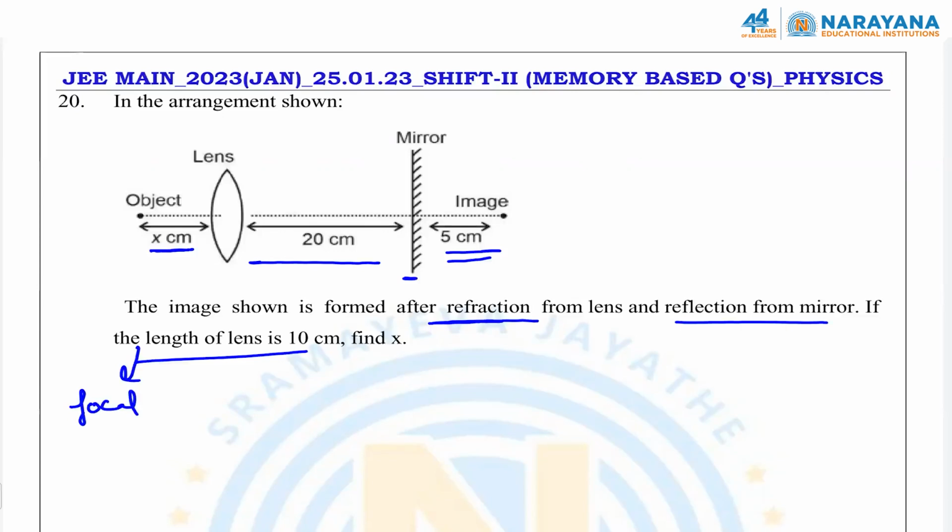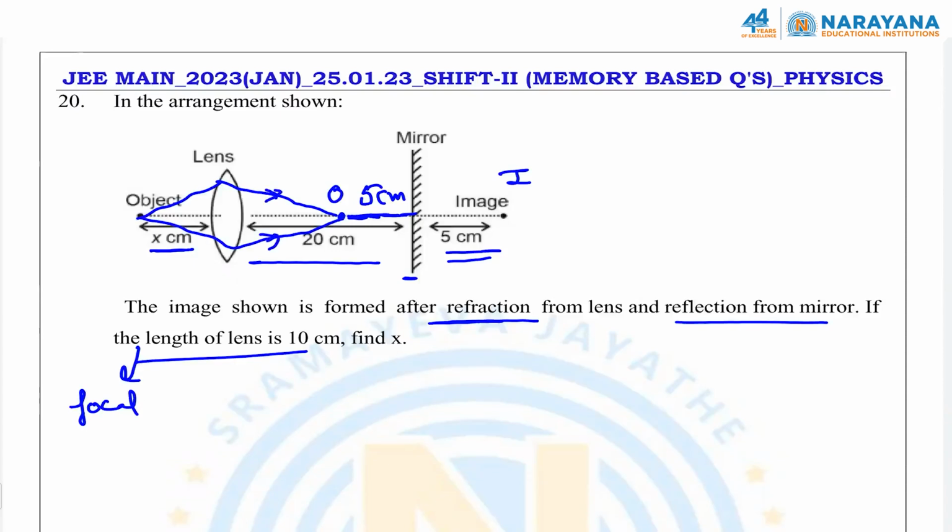Okay. So let's do the reverse. So mirror is forming an image 5 centimeter behind. We know that for a plane mirror, object and image are equidistant. So this distance must be 5 centimeter. Now this O is actually the image found by the convex lens.